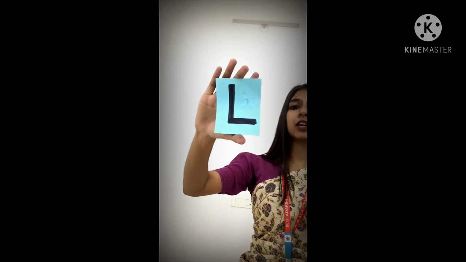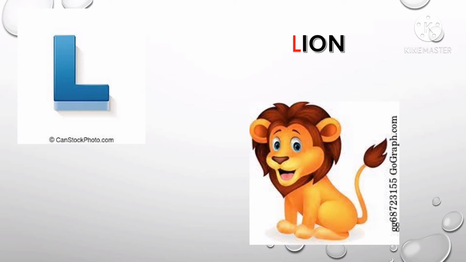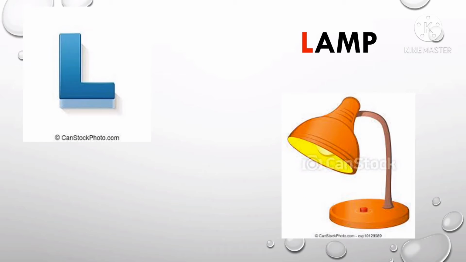Which letter is this? Letter L. So, let's start with our letter L. Yes, can you see the letter L on your screen, everyone? Yes. So let's see some examples of letter L now. L for L sound, L. L for lion. Yes, lion matlab sher. Yes. So let's see our next picture now.